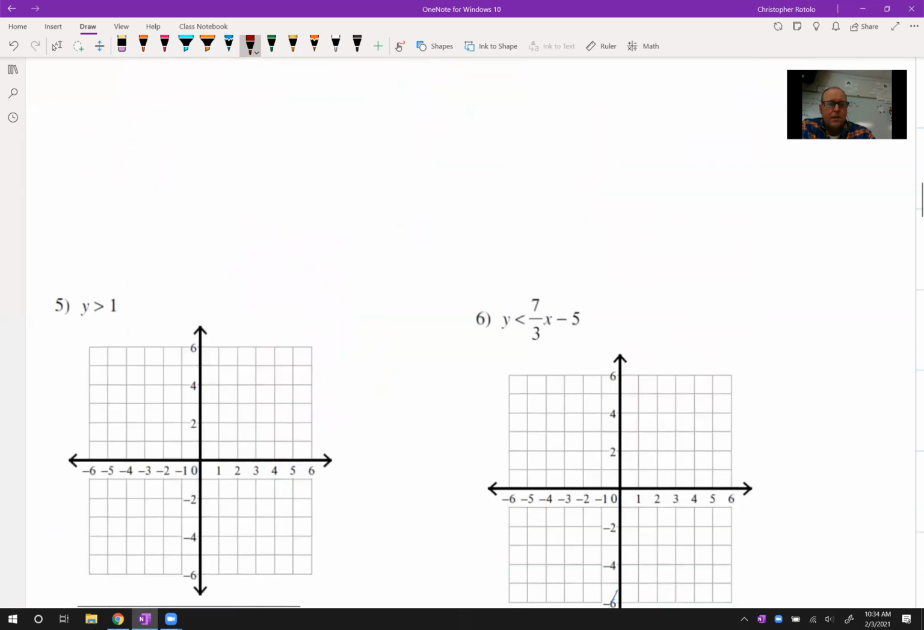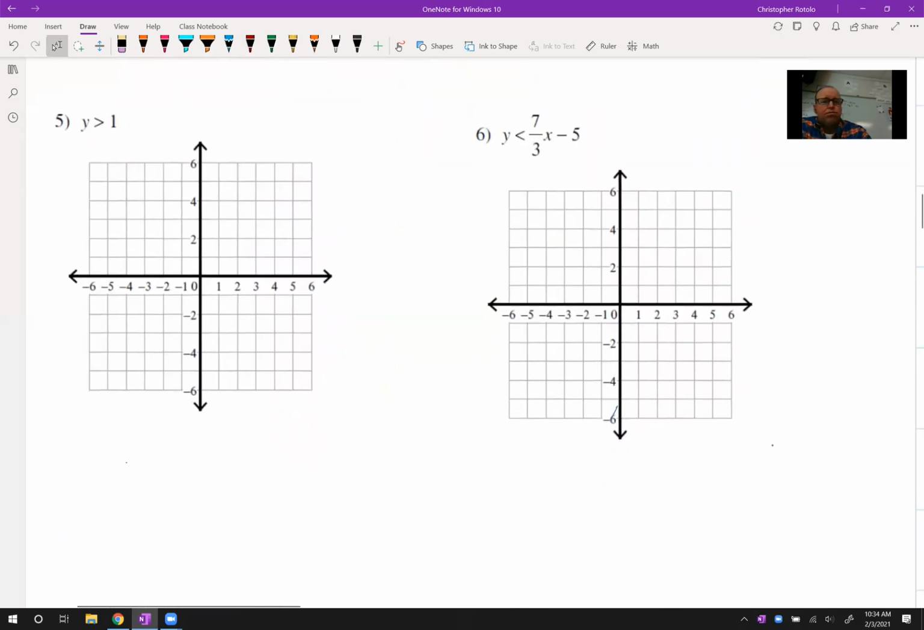Okie dokie. So we got to review something here, right? Because if we're graphing lines again, there's always something weird going on with this. Y equals 1 must be a horizontal line. So I need to find where y is 1. That's right here. And I'm going to put a horizontal line right through there.